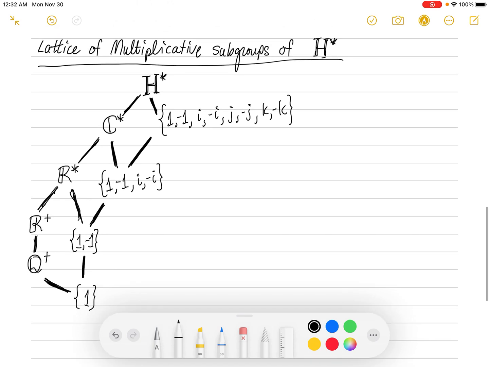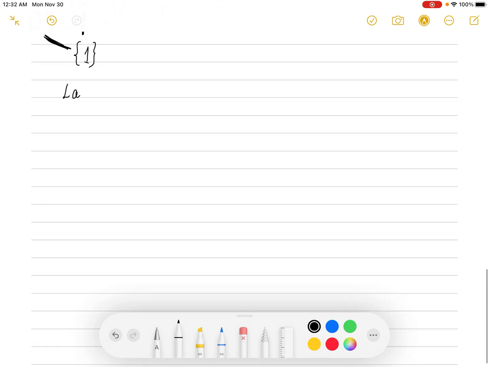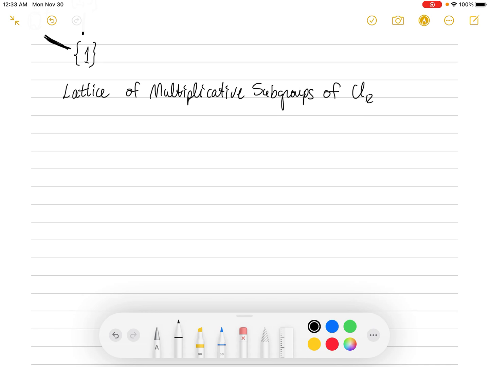Let's do an example here. I want to do a lattice of multiplicative subgroups of U12. If you think about U12, these are the units of Z12. You can list those out.